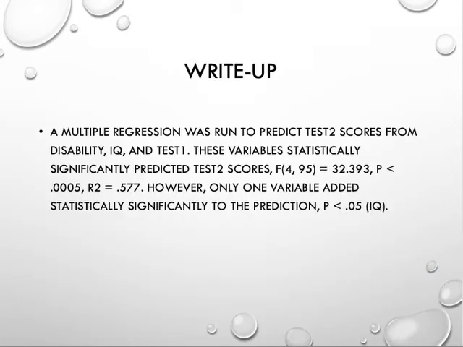So if we were to write this up: a multiple regression was run to predict test 2 scores from disability, IQ, and test 1. These variables statistically significantly predicted test 2 scores, F on 4 and 95 (this is degrees of freedom again) equals 32.393, p is less than 0.05, R squared equals 0.577. However, only one variable added statistically significantly to the prediction, p of 0.05, which was IQ.